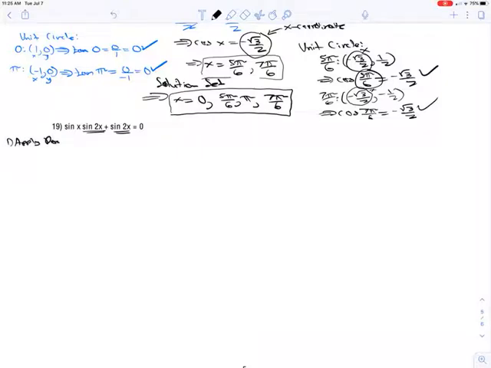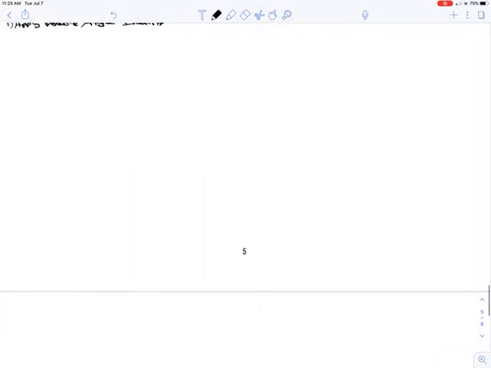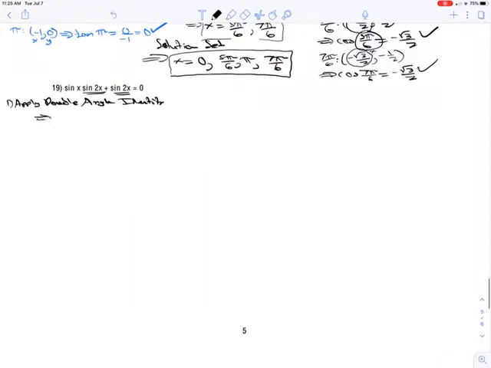Apply the double angle identity. We want everything written in terms of x so we can solve for x. So that implies, let's go ahead and do that. We have sine of x times sine of 2x, which is 2 sine x cosine x, plus sine of 2x, which is 2 sine x cosine x, all equal to 0.